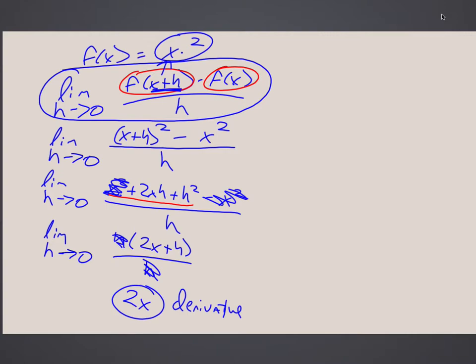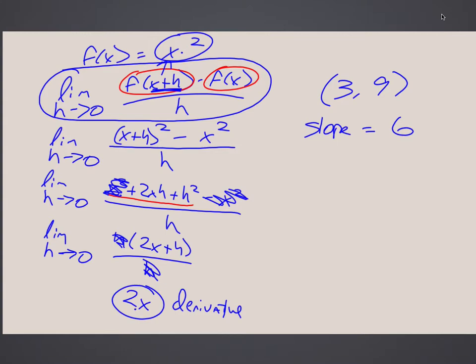So, let's choose one. Let's say I've got the point (3, 9). The point (3, 9) is on that function. And I'm interested in what is the slope at the point (3, 9). So what do I do to find the slope of the tangent line at the point (3, 9)? I plug in my x value. Very good. So I plug in 3 to this, and that means my slope is? My slope is 6. That is correct.